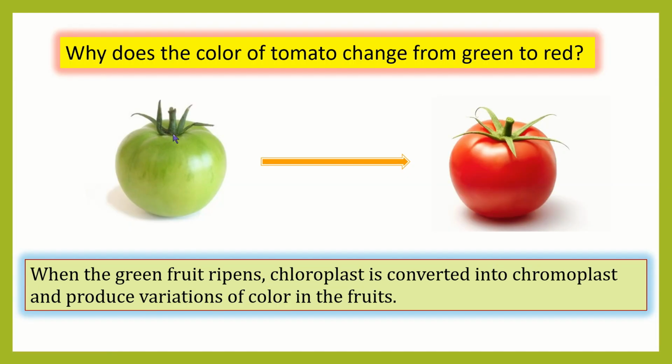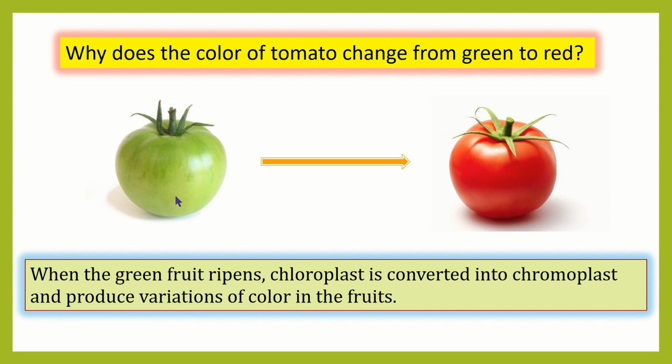Dear students, have you seen an unripe tomato? Here we can see an unripe tomato, which is green in color. But whenever it ripens, its color is red. So, why does the color of tomato change from green to red? When the green fruit ripens, chloroplast is converted into chromoplast and produces variations of color in the fruits.